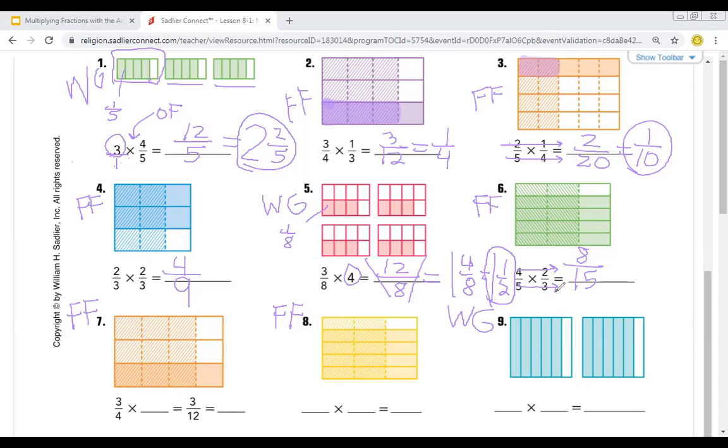All right. Last couple here, fraction of fraction for number 7. How many are double shaded? Okay, but what do I put on the line? 3/12. They answered that for me. You're so smart. Do you see that? They answered that for you. So they want us to put what other fraction 3/4 was multiplied by to get 3/12.